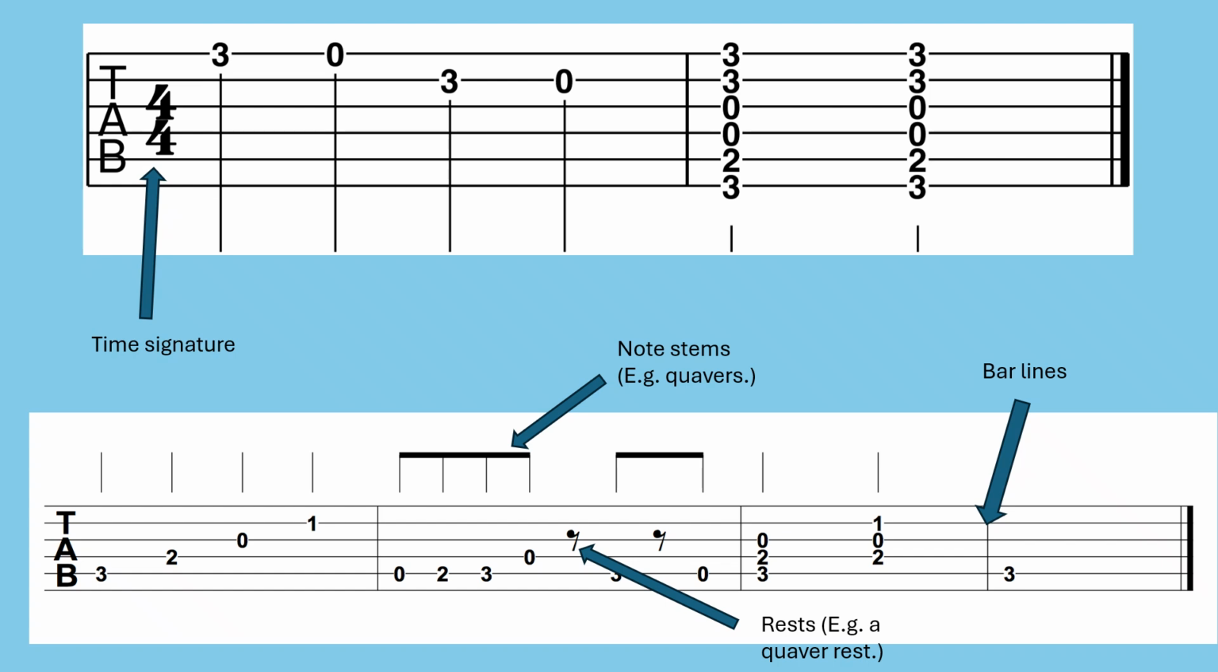Tabs are read from left to right and usually have no indication of rhythm. Guitarists usually have to listen to the song or piece to learn the rhythm. However, some forms of tablature, like you can see on the screen, have bar lines, note stems, rests, and a time signature to present the rhythm and timing of the piece.